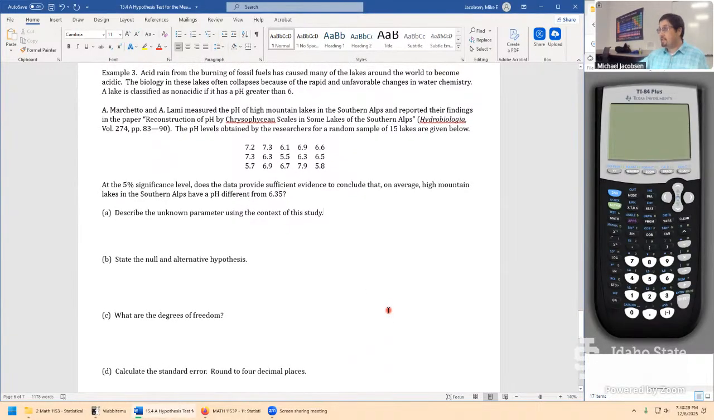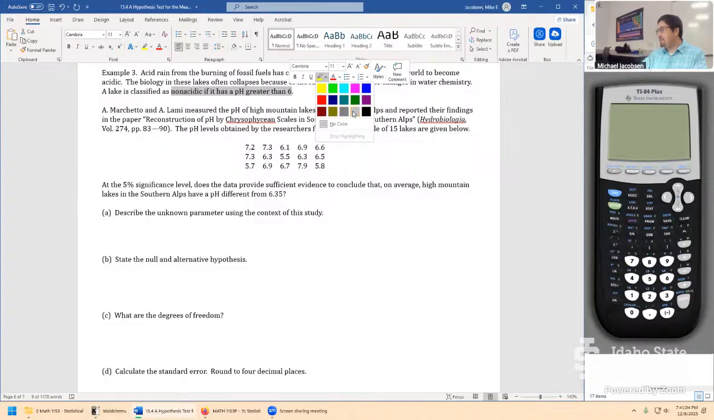It says, acid rain from the burning of fossil fuels has caused many of the lakes around the world to become acidic. That sets the tone of the major context. The biology in these lakes often collapses because of the rapid unfavorable changes in water chemistry. So acid rain is causing acidic lakes, which is not great for all biology in lakes. And we're told a lake is classified as non-acidic if it has a pH greater than 6.